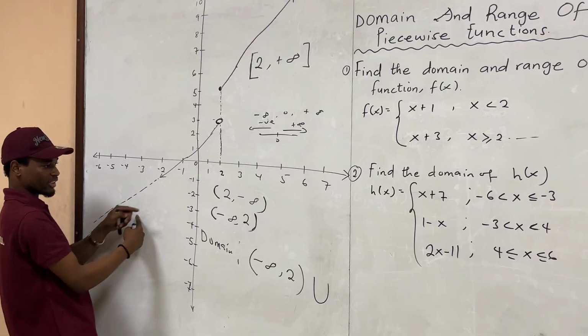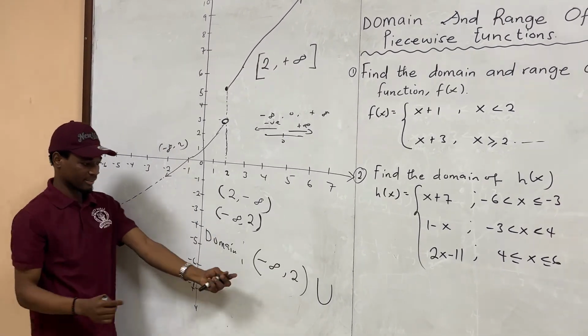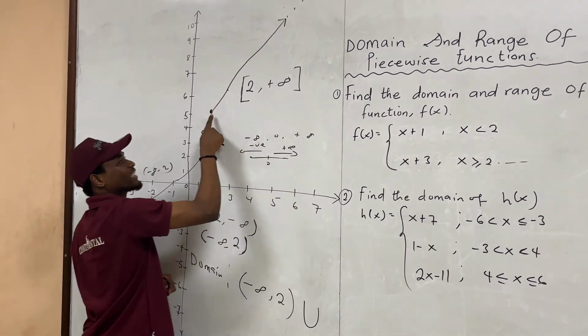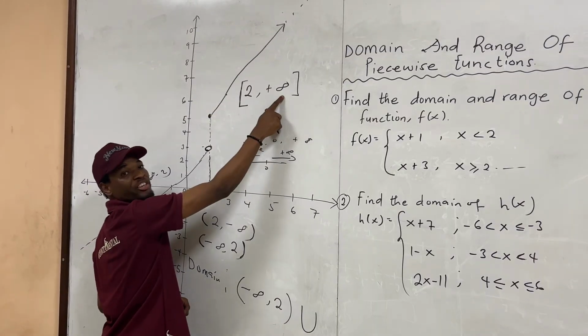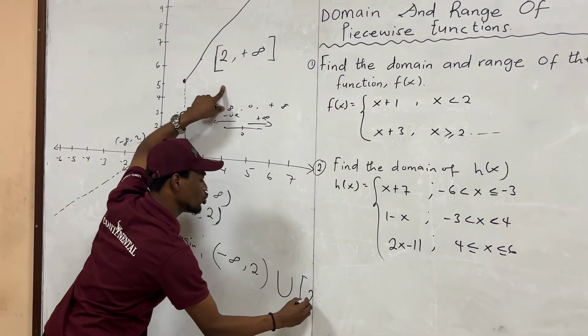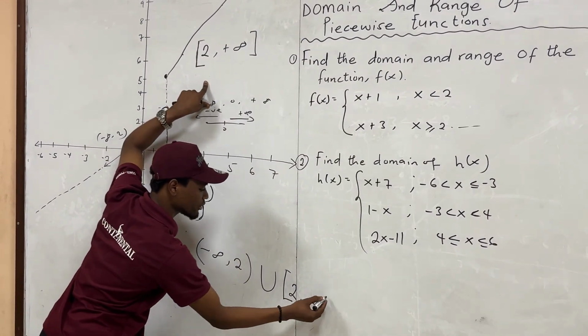So it is the domain of this. The domain of this is negative infinity to 2. There it is. Then union the domain of this. And the domain of this is starting from 2, then to positive infinity. This 2, then to positive infinity this way.